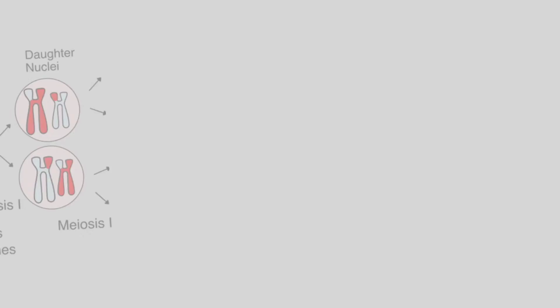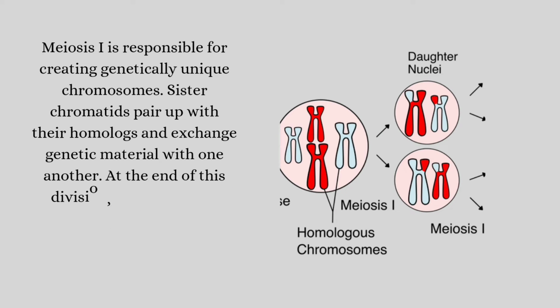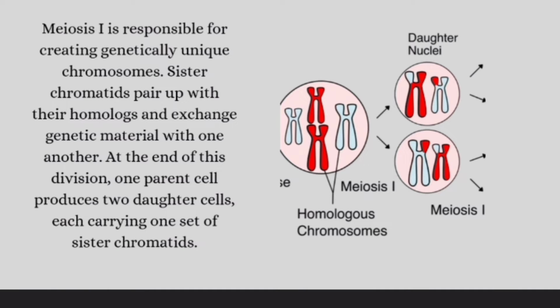Meiosis I is responsible for creating genetically unique chromosomes. Sister chromatids pair up with their homologs and exchange genetic material with one another. At the end of this division, one parent cell produces 2 daughter cells, each carrying one set of sister chromatids.